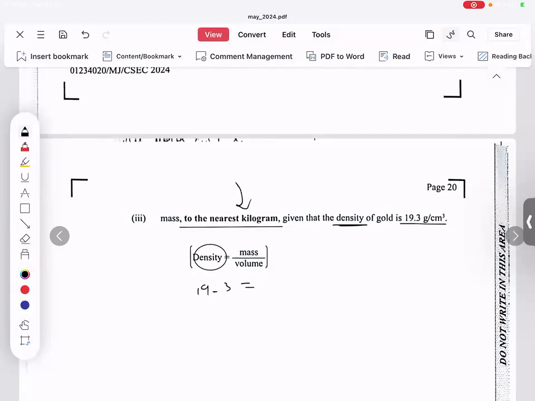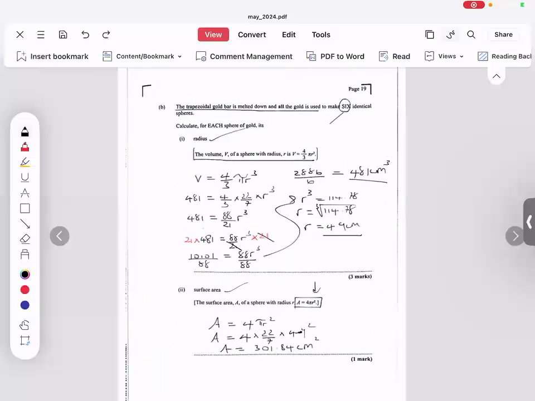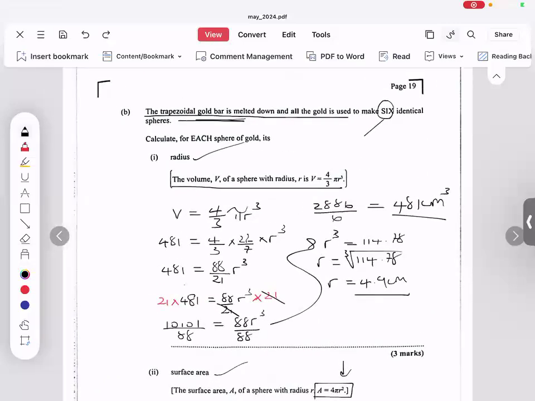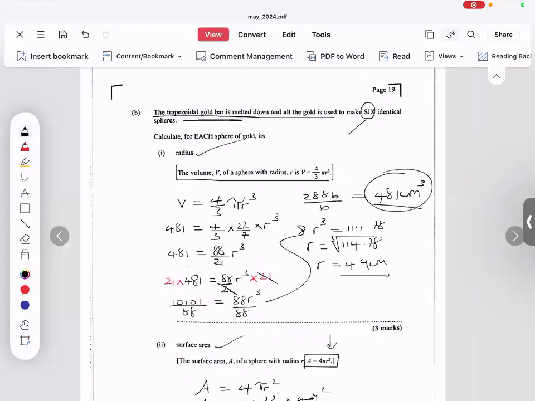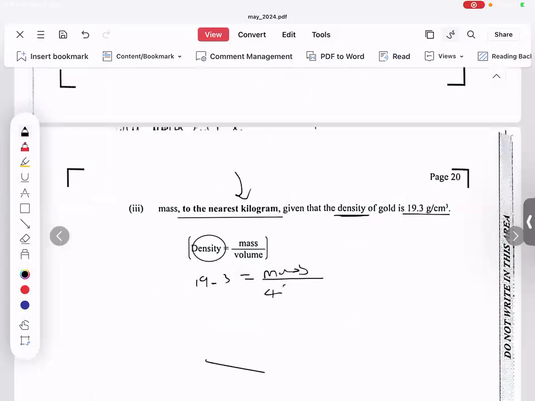They want the mass, which is in kilograms. But watch out now, the mass we don't know. And we were told that the volume is what? They want the volume of the sphere. So be careful which volume we are using. So it is under the topic of the sphere. So the one here we are using, the 481. That's the volume we're using. We're not using the 2886. So the volume here is 481 cm cube.